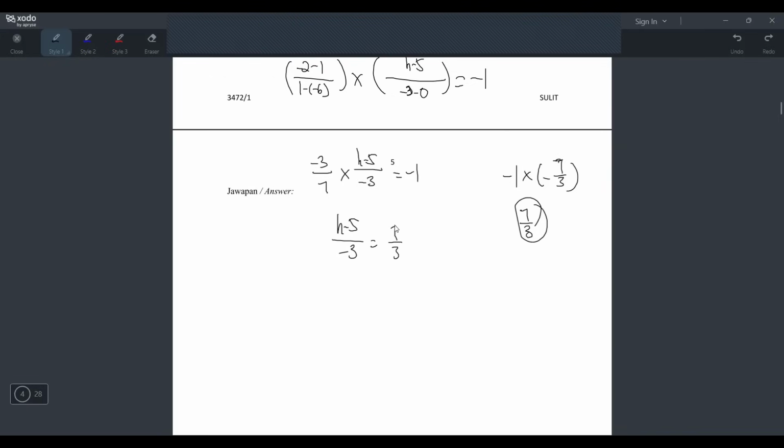Now the next step is to find h. So how to find h? First you move the -3. But when you move -3, it doesn't become +3, it becomes times -3. It doesn't become plus, it becomes minus, because this one is divide and becomes times. So 3 and 3 can cancel, you are left with -7, and here h minus 5. So now you move the -5 and it becomes +5. -7 plus 5 is -2, right? So this is the answer.